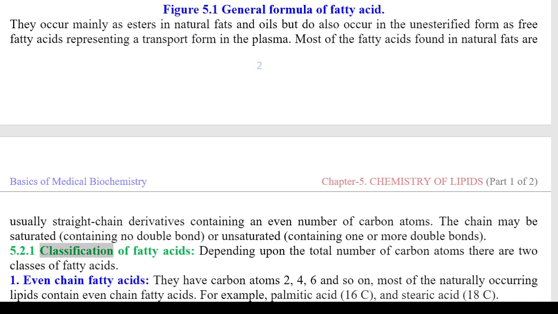5.2.1 Classification of fatty acids. Depending upon the total number of carbon atoms, there are two classes of fatty acids. 1. Even-chain fatty acids. They have carbon atoms 2, 4, 6, and so on. Most of the naturally occurring lipids contain even-chain fatty acids. For example, palmitic acid, 16C, and stearic acid, 18C.